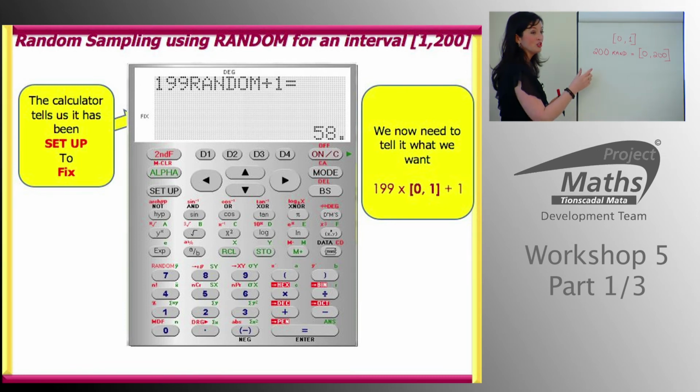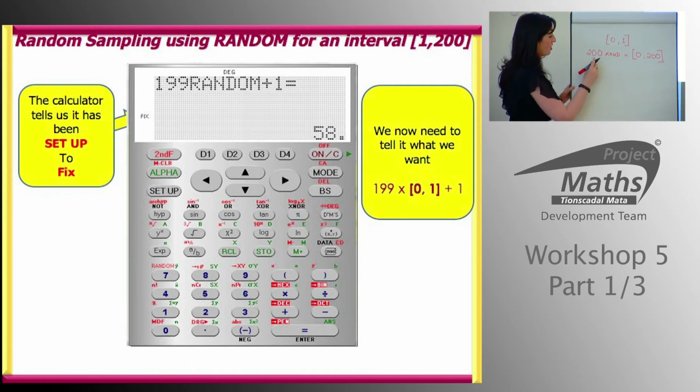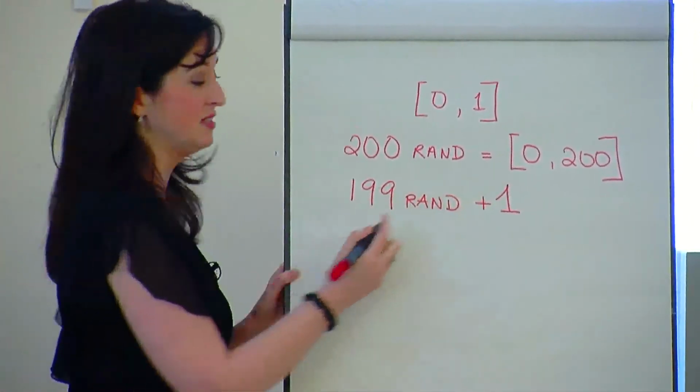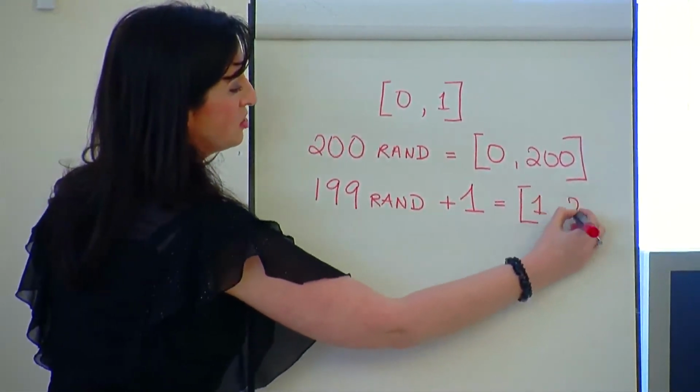So what we're going to do is take 1 off the 200 and add it on to the end, and that will remedy that for us. We'll have no 0 then because of the add 1 on it. So what we'll say is 199 instead of 200 times the random button and then plus 1. The plus 1 will make sure I won't get that 0. So this will actually be between 1 and 200.